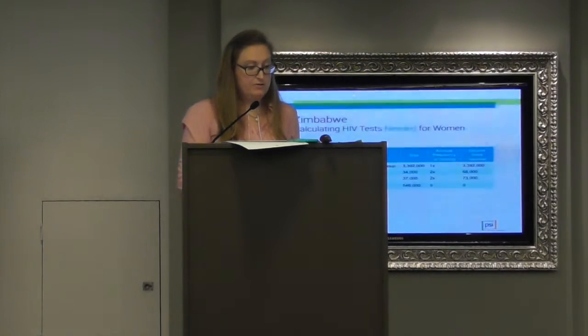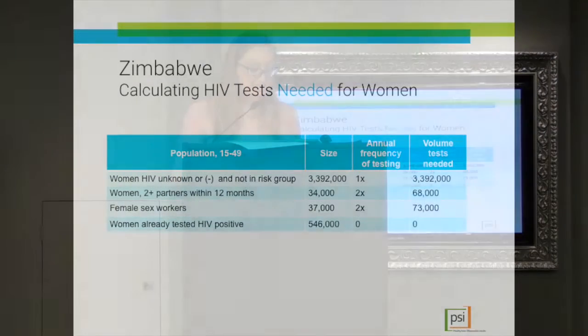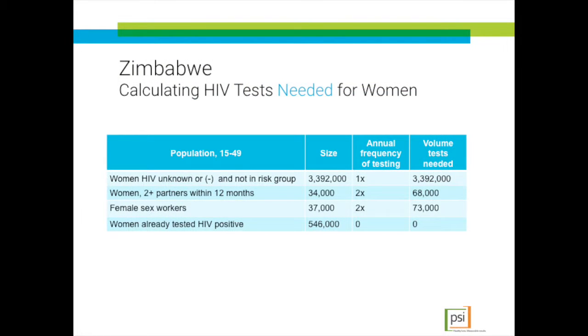So if you look at the HIV testing example, the women who are HIV unknown or HIV negative, their frequency of testing is only one time a year versus women in a higher risk group who have 2+ partners or female sex workers, they have need for testing of 2 times a year.